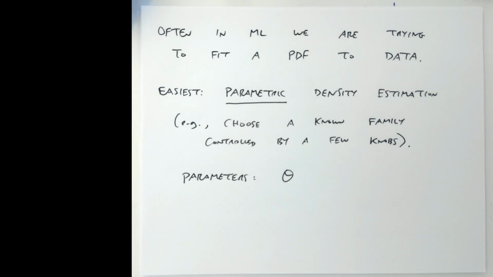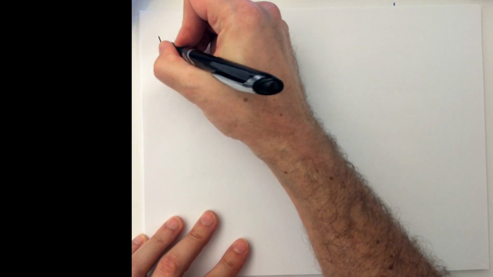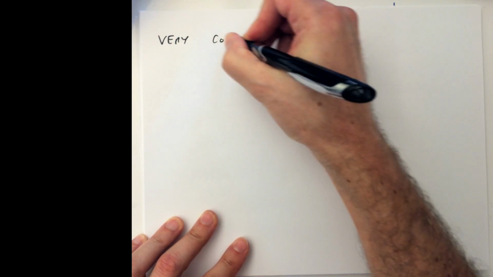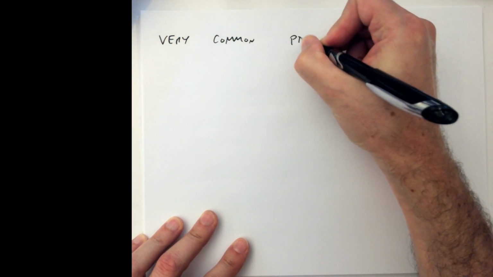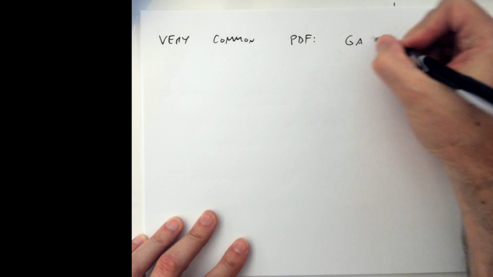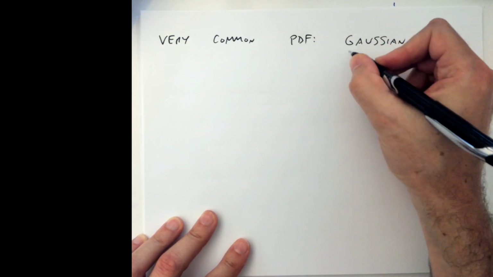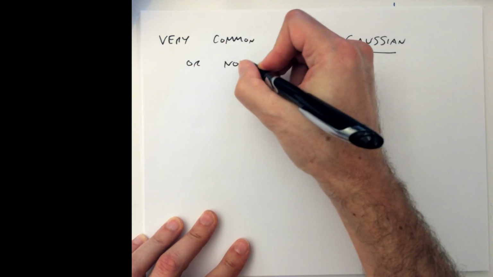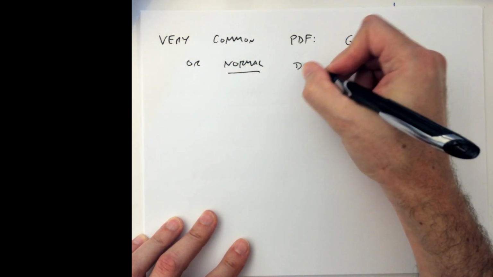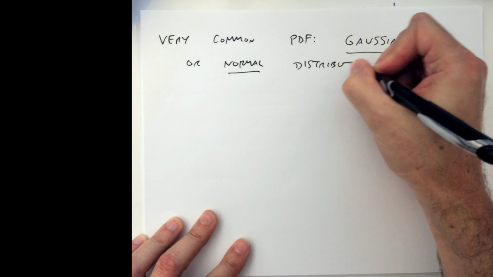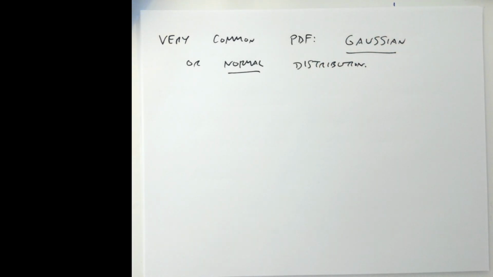The most common PDF, the one that we use all the time, is called the Gaussian, or normal distribution. Okay, and what's the PDF?